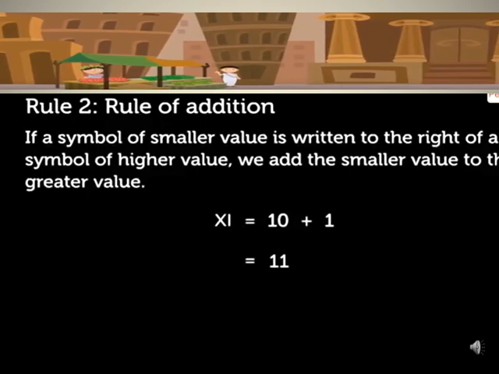Rule number 2: rule of addition. If a symbol of smaller value is written to the right of a symbol of higher value, we add the smaller value to the greater value. Let us consider XI. X has the value of 10 and I has the value of 1. So the Hindu Arabic number for this Roman numeral is 11.